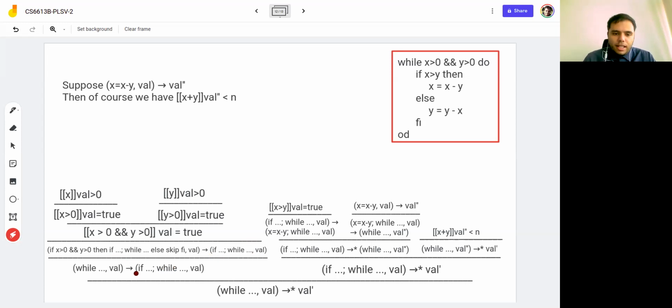Okay. And this one is one of the variants of the while loop. So we wrote many different rules for the while loop. And one of them was this, right? So if the expansion of the while loop like this can have a transition to another state, then the while loop itself can also have a transition to that same state.